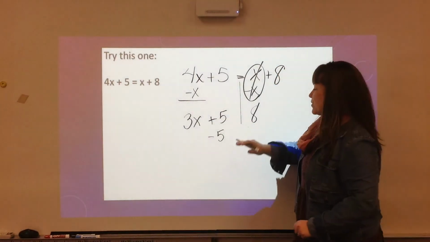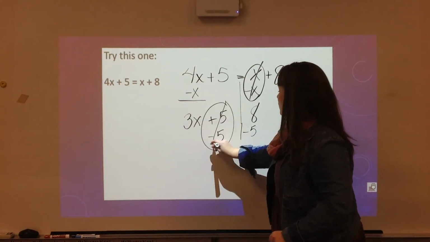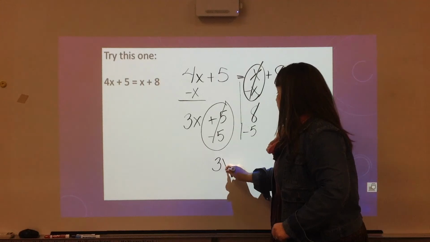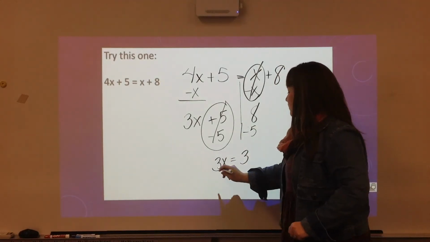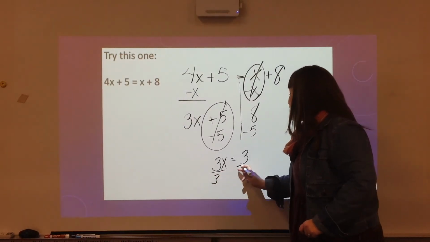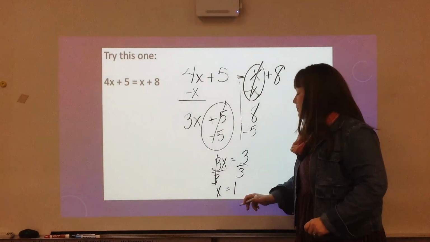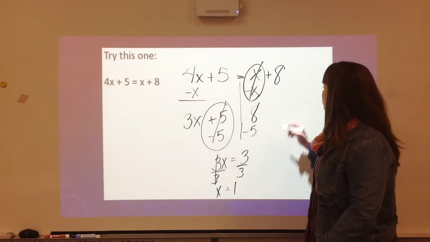Now I have to get rid of this 5, and I'm going to do that by doing the inverse operation of subtraction. And then that will cancel each other out. I'm left with 3x equaling 3. To get rid of that 3, I'm going to divide each side by the coefficient. That becomes a 1, and I'm left with x equals 1.